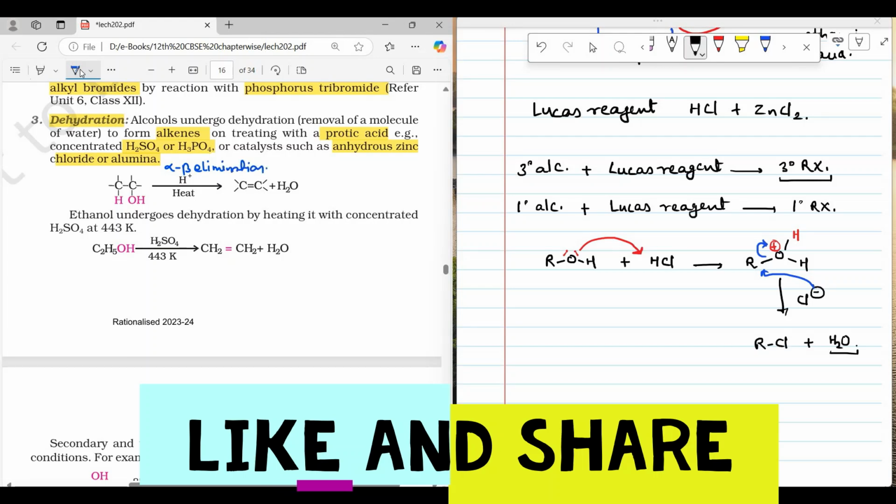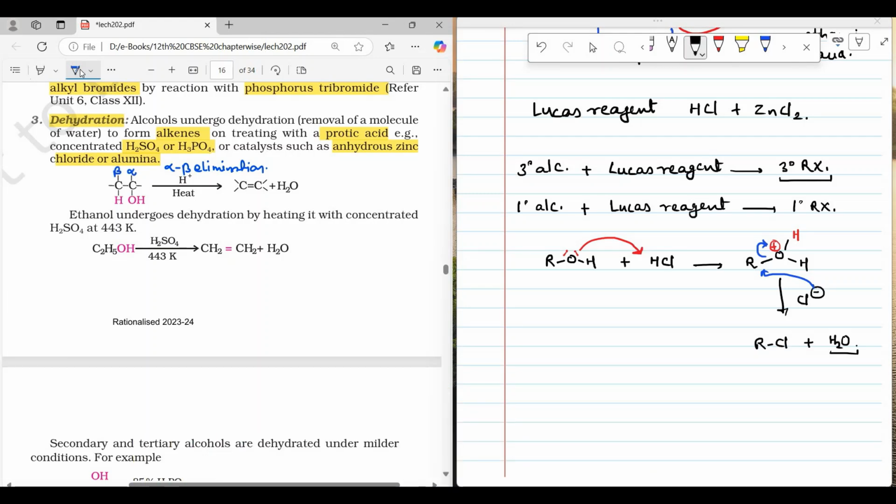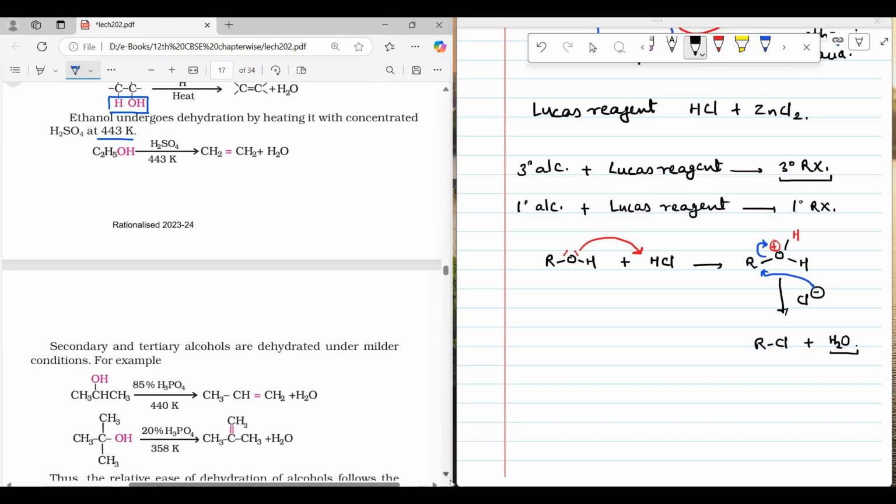The carbon bonded to OH is the alpha carbon and the carbon next to it is the beta carbon. So OH is removed from the alpha carbon and H is removed from the beta carbon. So that's how it results in the formation of alkenes. And water is removed. That's why the reaction is called dehydration. Ethanol undergoes dehydration by heating it with concentrated sulfuric acid at 443 Kelvin. So when ethanol is heated with sulfuric acid, it gives ethene and water is removed as a byproduct. This reaction is carried out at 443 Kelvin temperature.